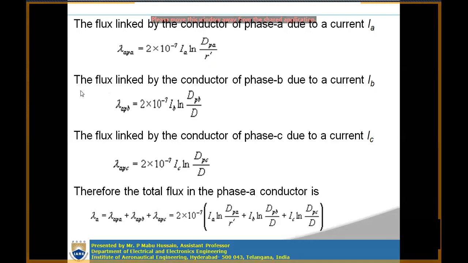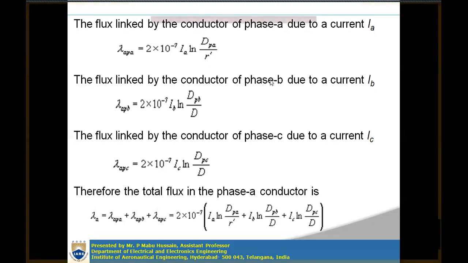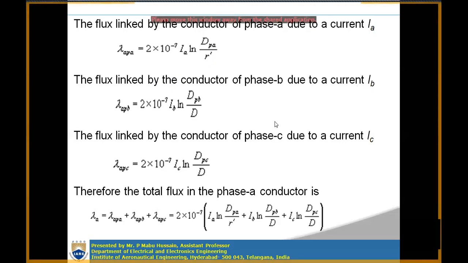In a similar way, you have to write the expression for flux linked by the conductor of phase A due to the current IB. Sorry, this is not phase B, phase A only.